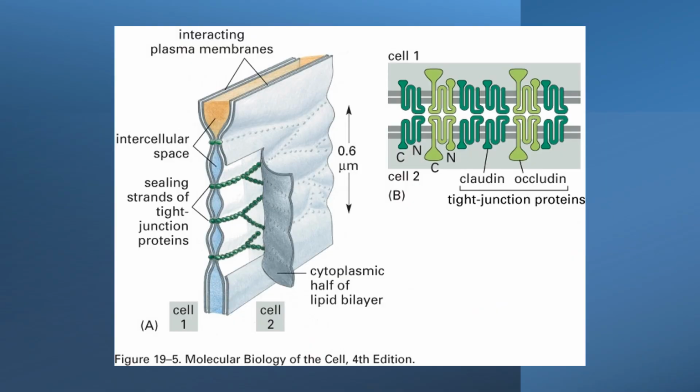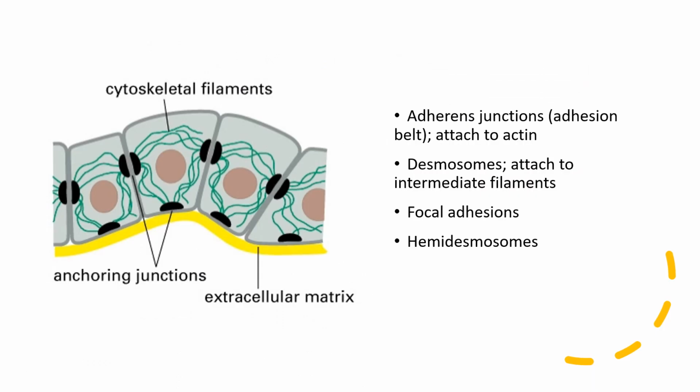Further, in this slide, the image is a graphical representation of the tight junction and how it is sealed so tightly by the different proteins, which are the claudins, the occludin, and the JAMs. Further, talking about the other junctions, the adherens junction is the adhesion belt that attaches to actin. Further, desmosomes help to attach to the intermediate filaments. Similarly, the focal adhesions and the hemidesmosomes.